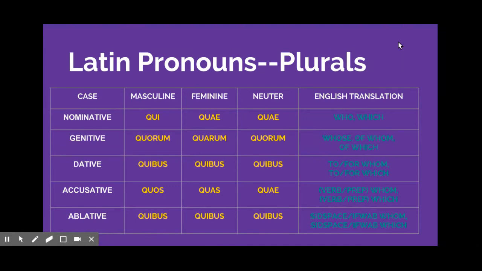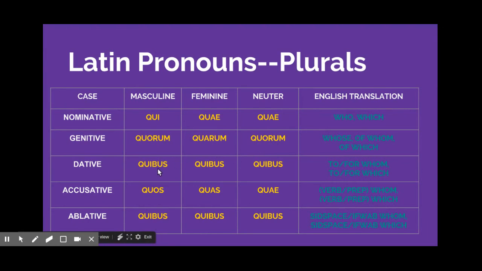Now we've come to the plural chart of all the relative pronouns. Again, I would suggest that you pause the video to make sure that you have enough time to write down all of the pronouns by masculine, feminine, and neuter. You'll find that the plural forms are very much like noun endings that you already know.